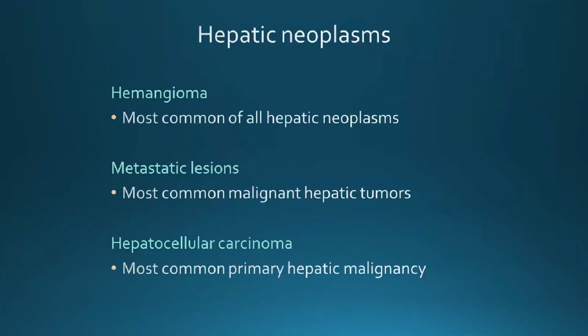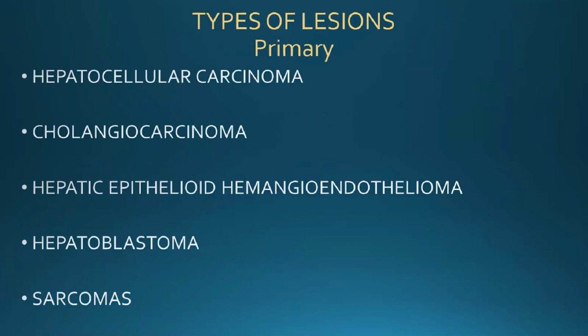Just to mention a few words about what is common and what is not common. Hemangiomas are the most common of all hepatic neoplasms. So we do see hemangiomas if we scan across the board. In normal people, we probably see over 10% may present with hemangiomas. The most common malignant hepatic tumors are metastatic lesions. And the most common primary hepatic malignancy is hepatocellular carcinoma, just to keep in mind when we look at these lesions.